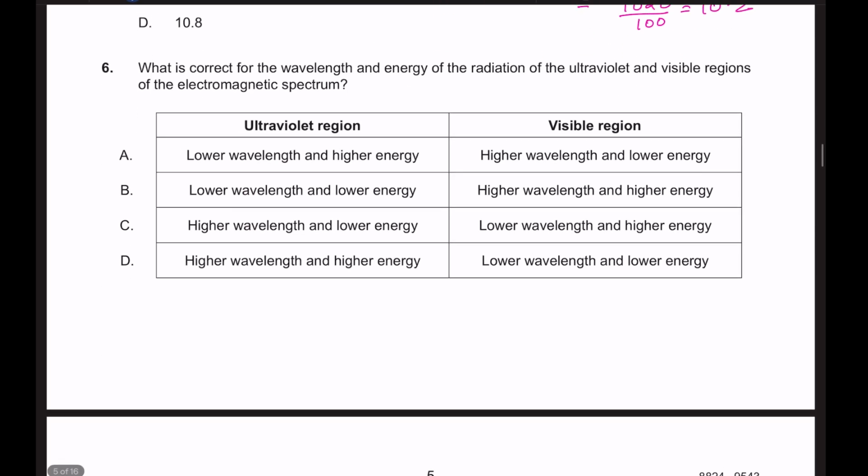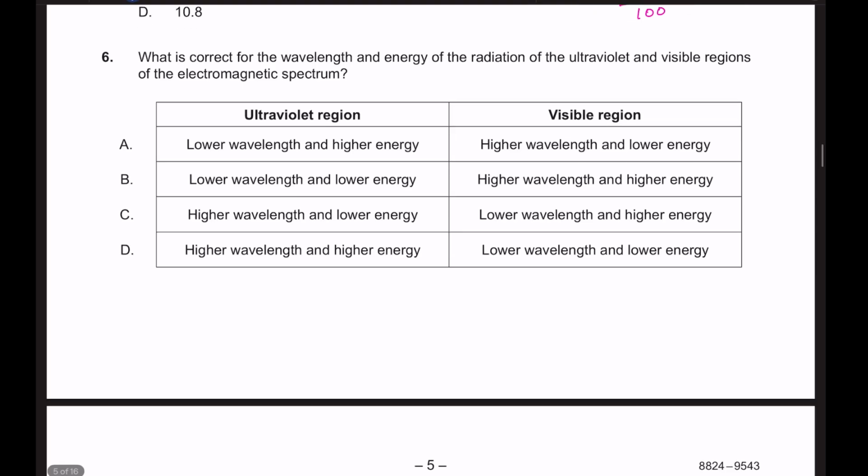Now moving on to question 6, we will find the correct wavelength and energy of UV and visible light. For this question, we can just use a general idea to solve the entire question. That is, ultraviolet rays cause cancer, right? And radiations which have higher energies are generally able to cause cancer. So of course, energy of UV light should be greater than energy of visible light.